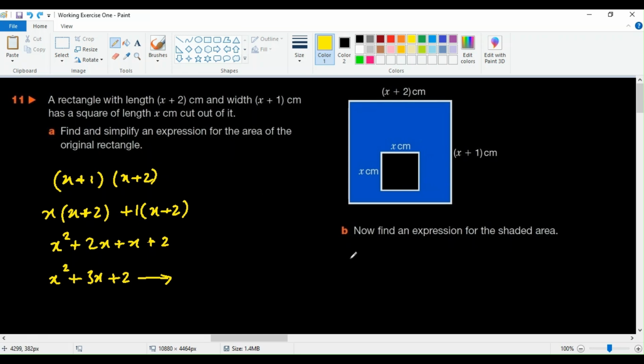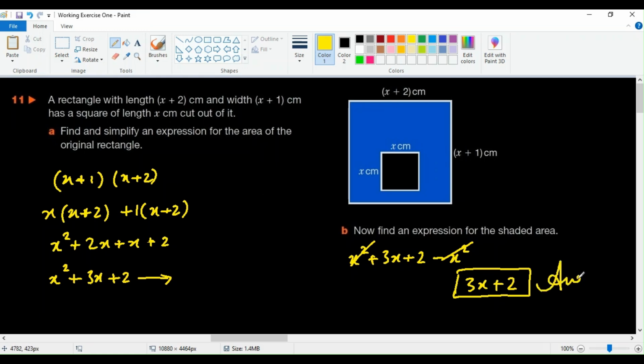So what we are going to do is x squared plus 3x plus 2 minus x squared. Okay, so plus x squared and minus x squared are going to cancel. So the shaded area expression is going to be 3x plus 2. This is the final answer for this question.